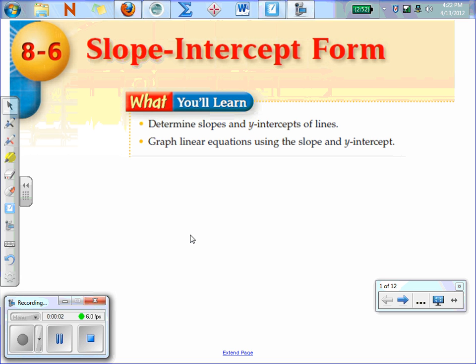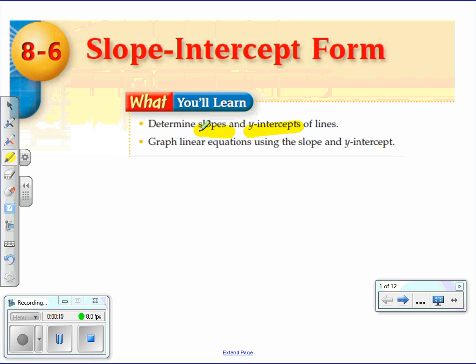Slope-intercept form, 8-6. In this section of Chapter 8, we are going to learn a special form to write a linear equation so that, by looking at the equation itself, we can determine what the slope is and what the y-intercept is. We're also going to learn how to graph those linear equations just using the slope and the y-intercept.